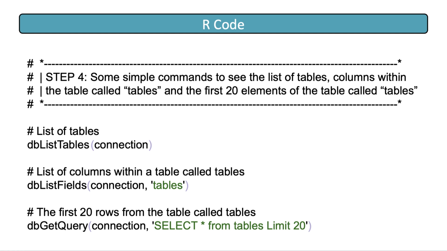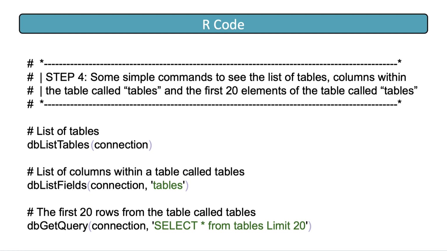Let's walk through the last 3 lines of code. The first line of code, dbListTables, essentially gives you the list of tables in this catalog and schema. The next line, dbListFields, gives you the list of columns for the tables table. To be clear, the tables table is just another table. There are other tables there. They just happen to call this one tables with an S.